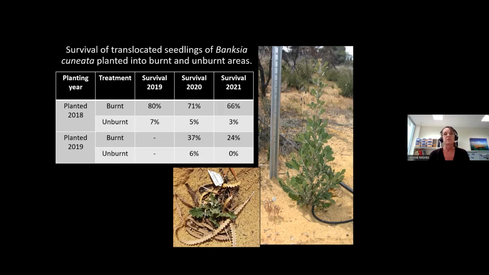Given these really promising results, this is an area of research we'd like to investigate for other species that recruit post-fire. But it certainly means that for this species, we would be looking at just implementing this on a wider scale for translocations and not worrying about planting into unburnt areas. So the experiment was really helpful in guiding us in how we do our translocation.